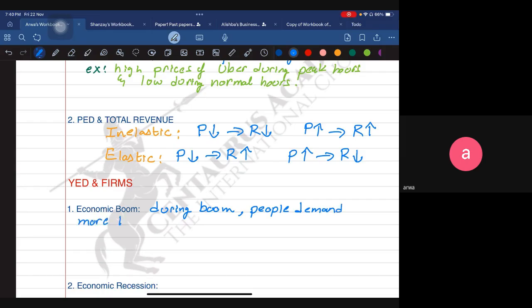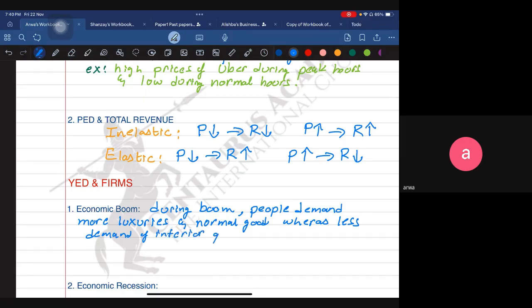So during a boom, people demand more luxuries and normal goods, rather than inferior goods. Demand for inferior goods is less.